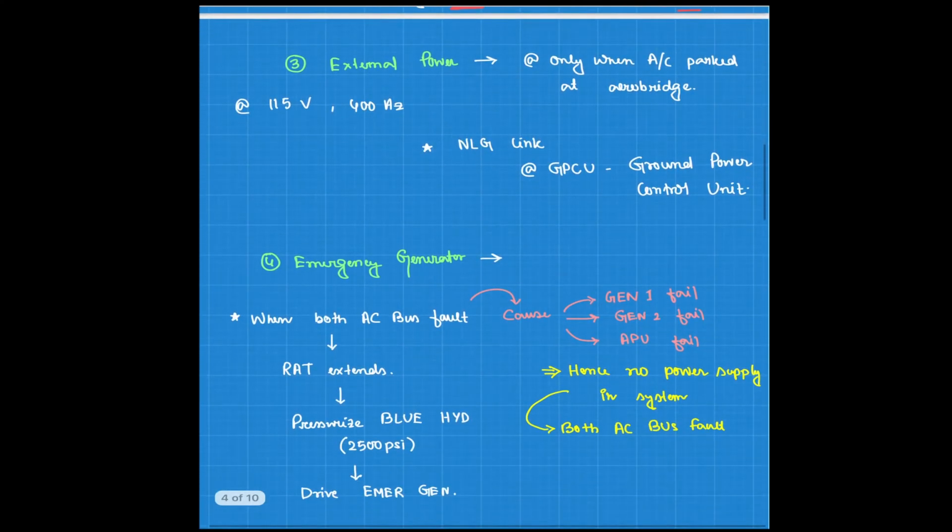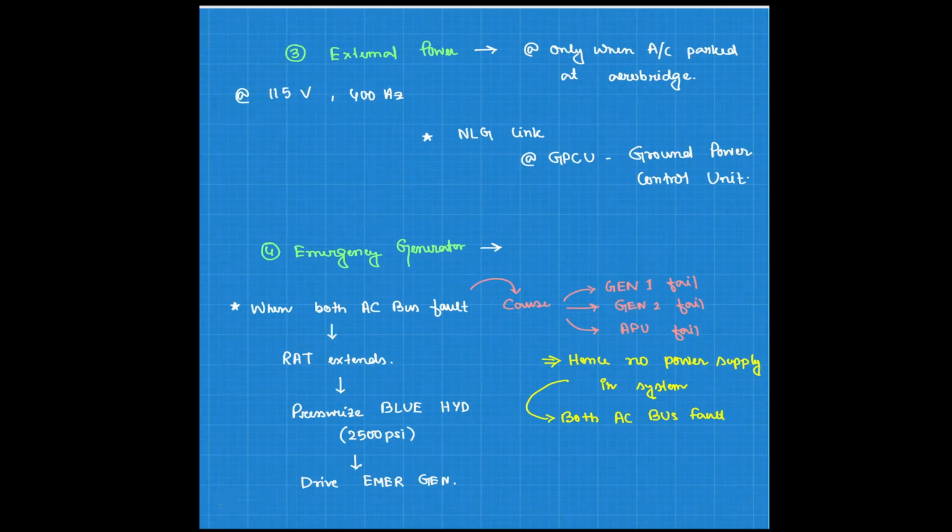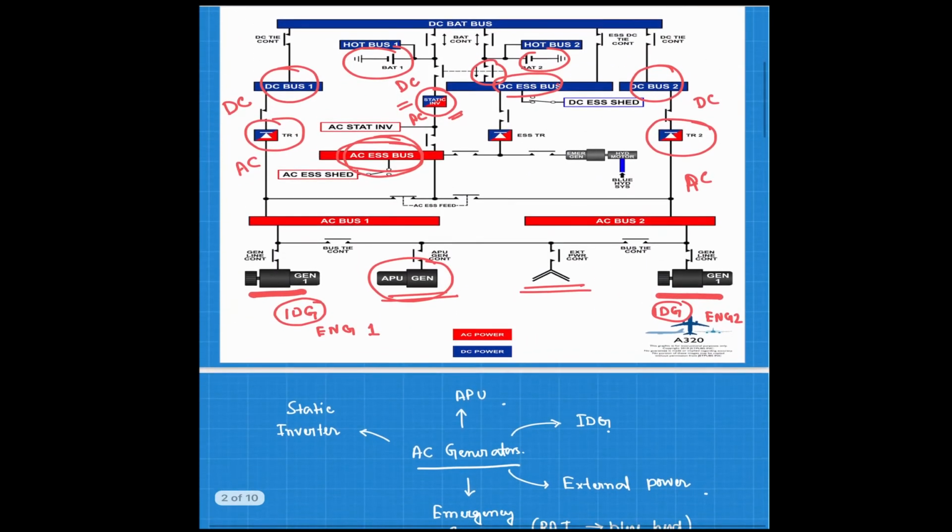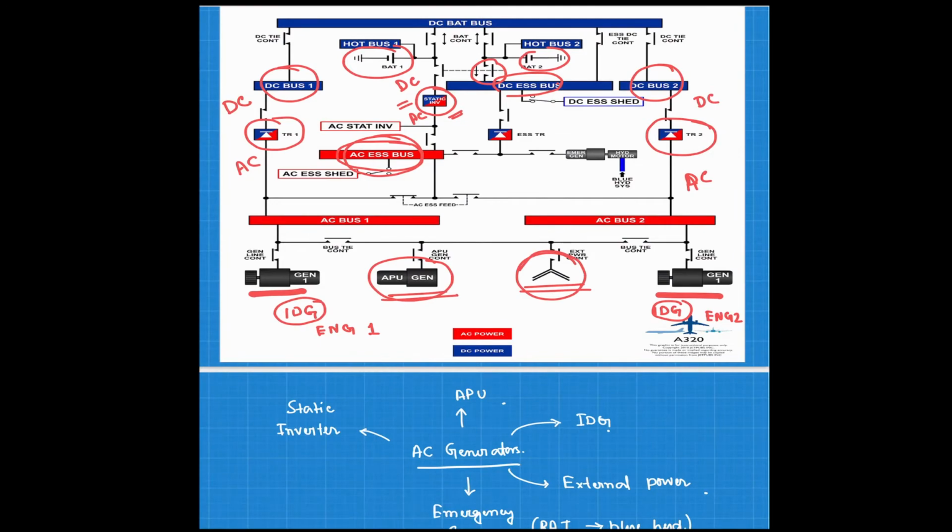Now the external power, or the ground power, as it is often called. This is used when the aircraft is parked near an aero bridge basically, or sometimes a generator is connected. It has the same voltage, 115 volts and 400 hertz. The connection is at the NLG, the nose landing gear. There is a linkage in the nose landing gear which is connected, and that supplies the whole aircraft. As you can see, this is the external power.